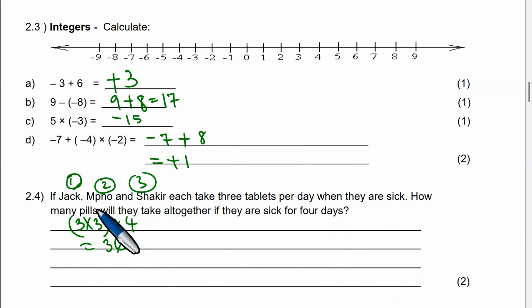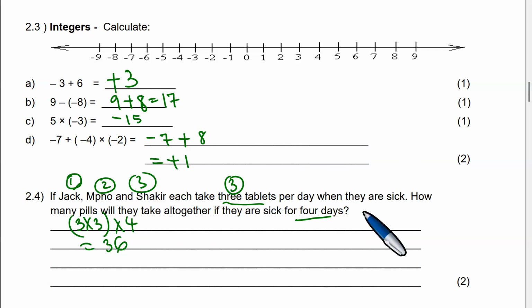Because it's Jack, Paul, and Shakir take tablets per day when they are sick. They take 3 tablets. There are three people. So you have three tablets, there are three people, and the days are four. So it's 3 times 3 by 4. Think about it. There are many ways to do it.